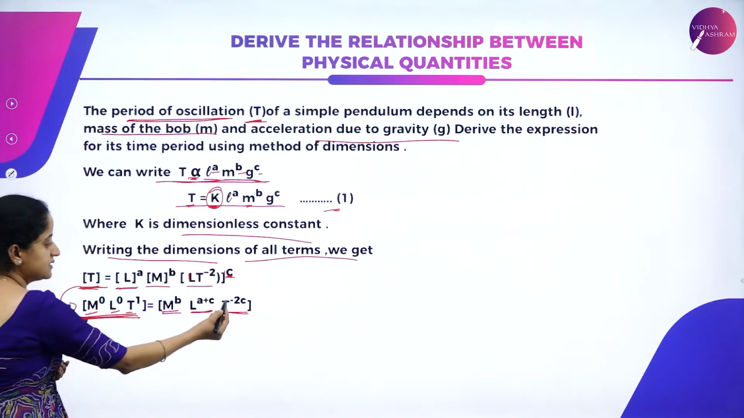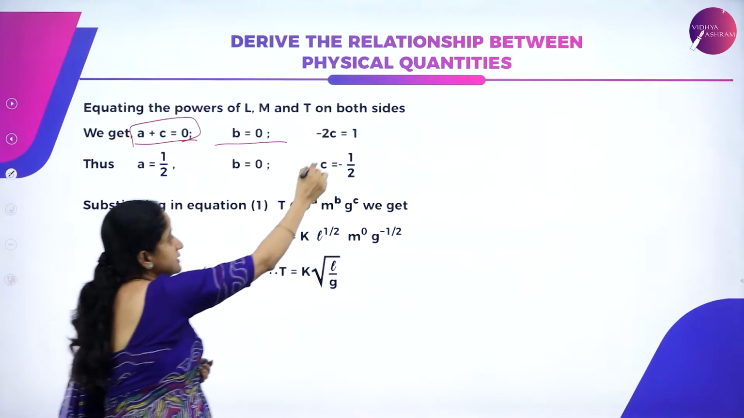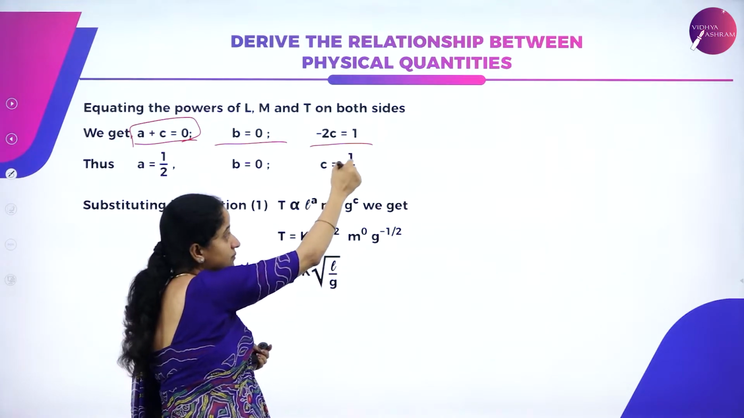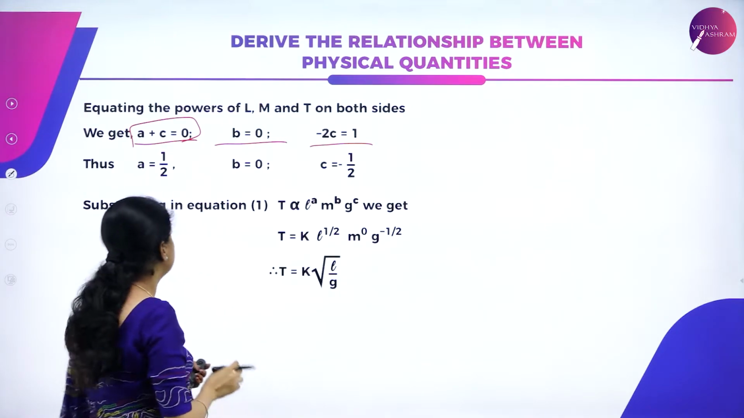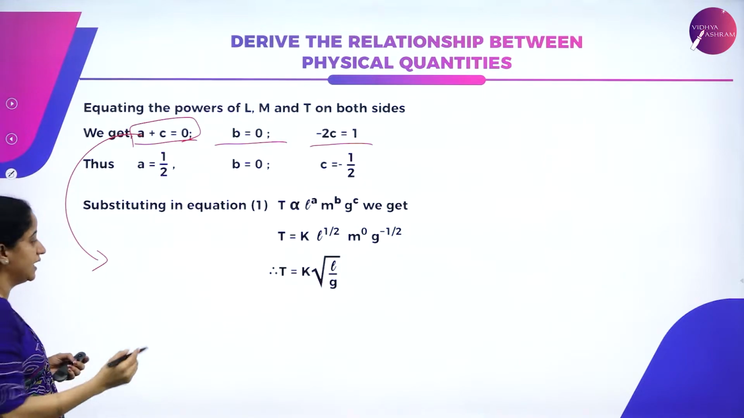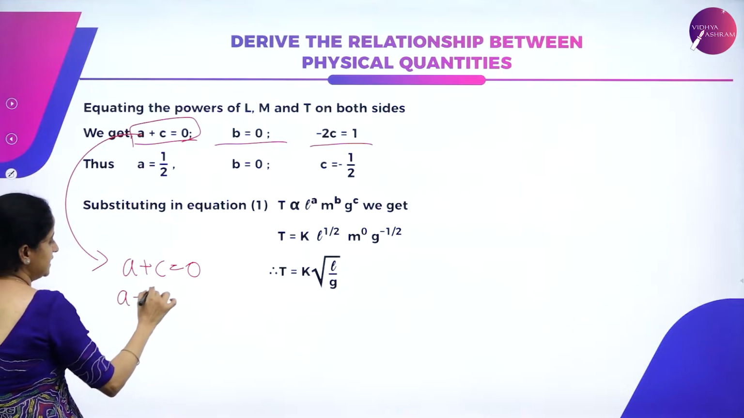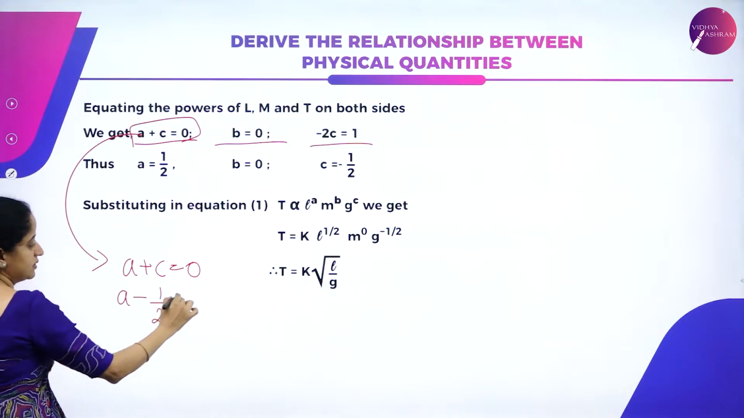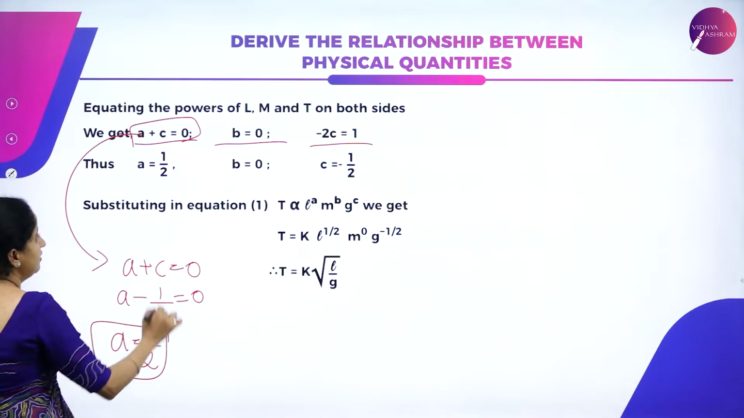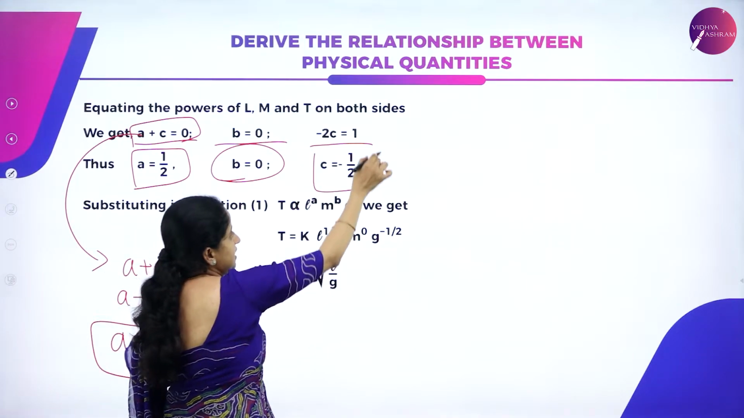Now let us look at this. T raised to minus 2C and T raised to 1, which means minus 2C is equal to 1. So we need the value of C. Let's take this 2 to the denominator. We get the value of C as minus 1 by 2. Now after calculating the value of C, we can calculate the value of A, because we have A plus C is equal to 0. The value of C is minus 1 by 2, so A minus 1 by 2 is equal to 0 and A is equal to plus 1 by 2. So the value of A is plus 1 by 2, the value of B is 0 and the value of C is minus 1 by 2.